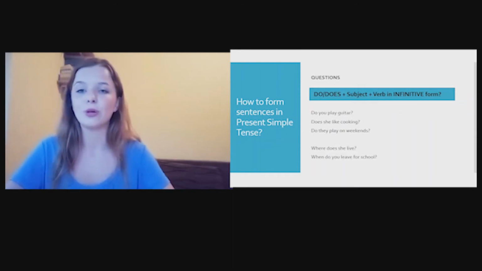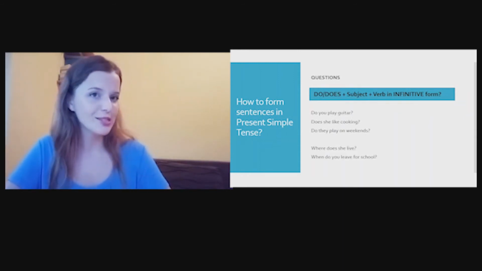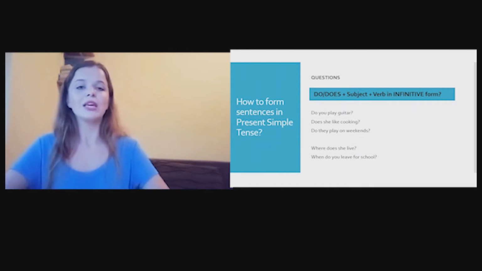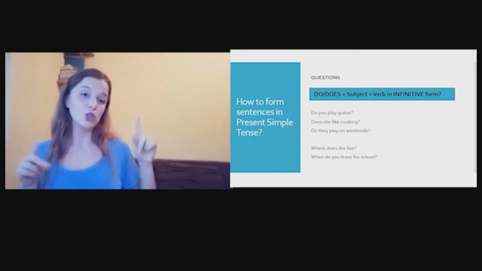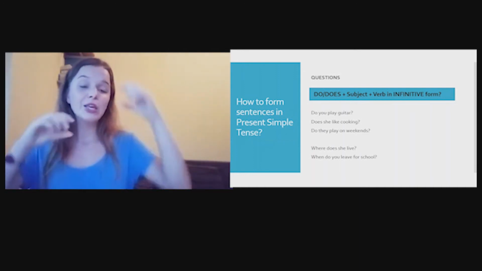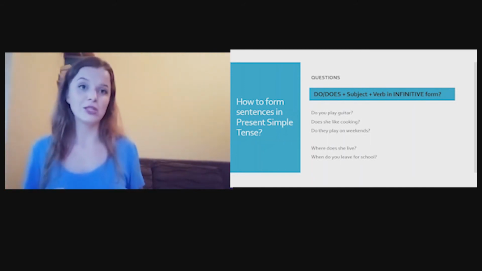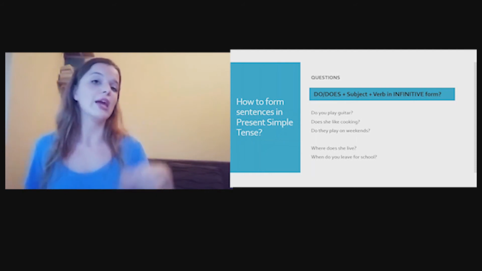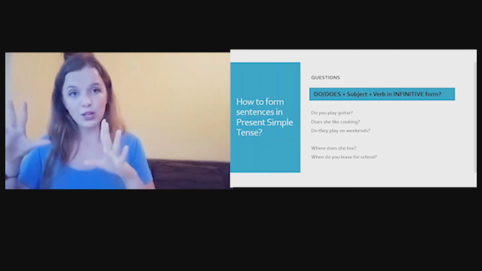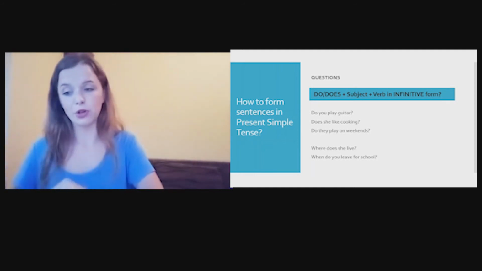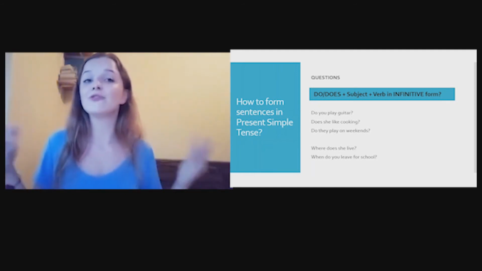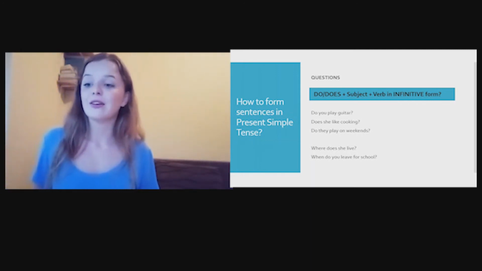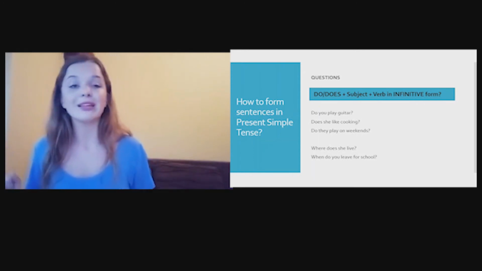Then, how do you form questions? It's a simple concept in English that repeats a lot, and it is called inversion. So instead of saying he does not play or he does play, you just change the positions of the subject and the auxiliary verb. So you say, do they play? Do, does plus subject. Do or does comes in front, then the subject, and then the verb in infinitive form once again. So, do you play guitar? Does she like cooking? Or do they play on weekends?